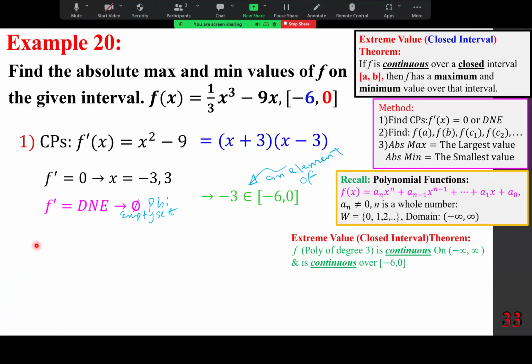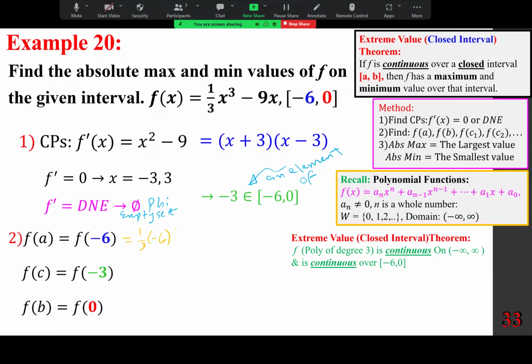So we are going to go back to the original function evaluated at the endpoints as well as -3, not both, just the one that is in between. So just for the sake of argument, if you plug in -6, you get 1/3 times -6 cubed minus 9 times -6. This one you get 1/3 times -3 cubed minus 9 times -3. And this one, you plug it in, obviously you get 0. And you end up with -18, +18, and 0.